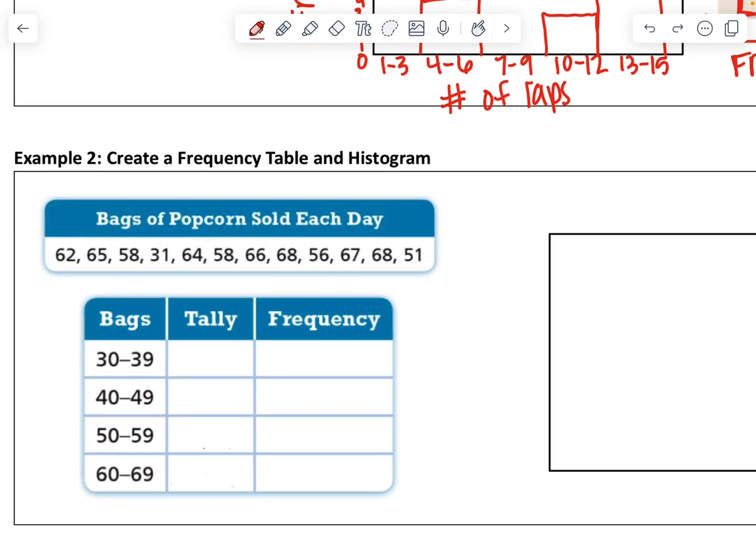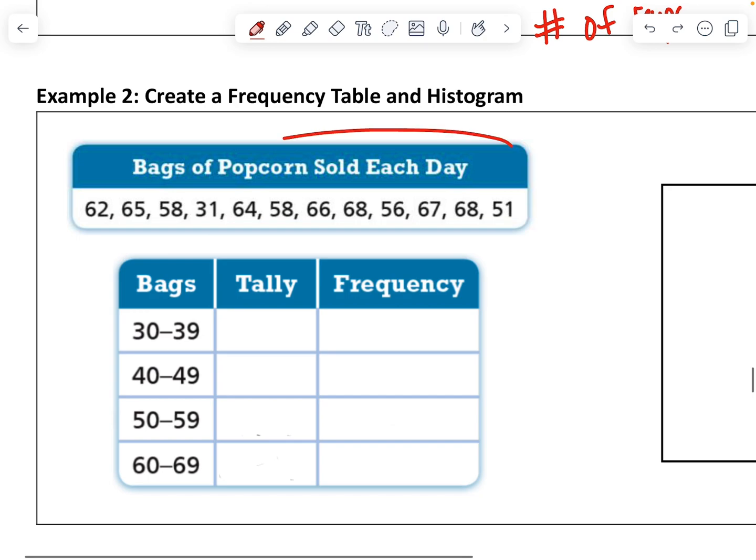So for our frequency table, we're going to take this set of data and write the tally marks of how many are in each interval, and then we're going to write the frequency, and then we'll create our histogram. So I need to go through here. I need to find all of the numbers that are between 30 and 39. So there's 31, and that's it. So my tally would just be 1.